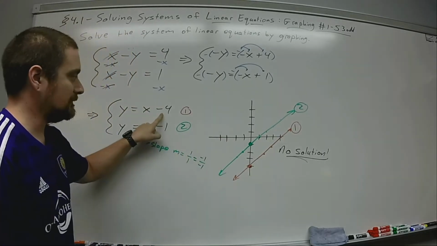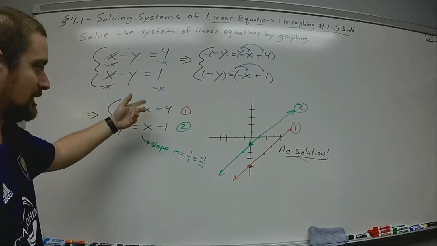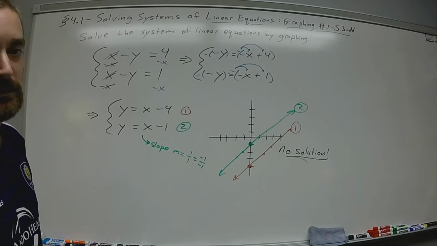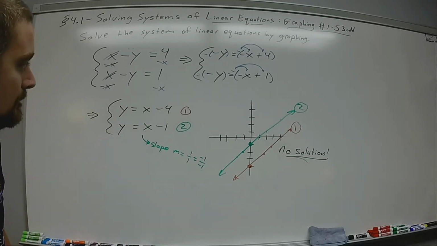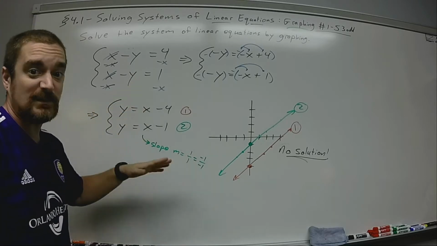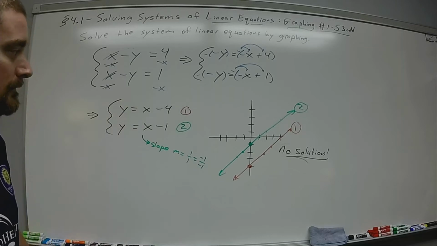So anything that solves the first equation is not going to solve the second, so I won't solve the system, and vice versa. So this is a case where we just say there's no solution. Nothing can solve this system. I can solve one equation at a time separately, but I can't find an ordered pair that solves both at the same time. It's just not going to happen.